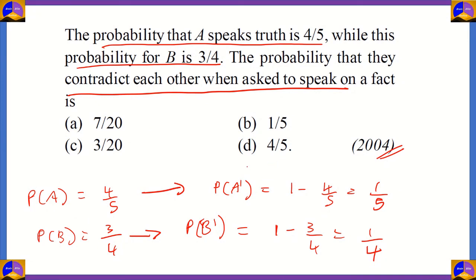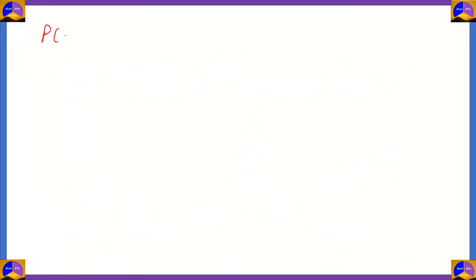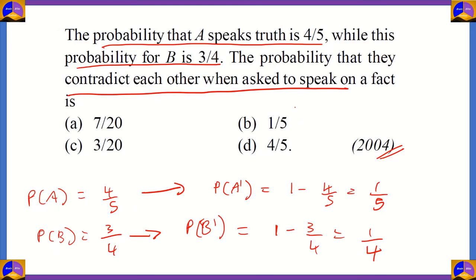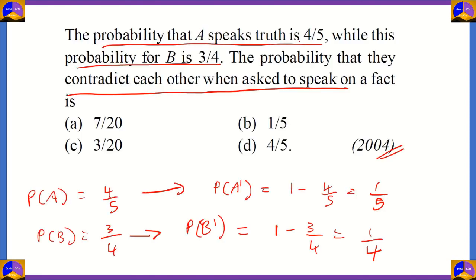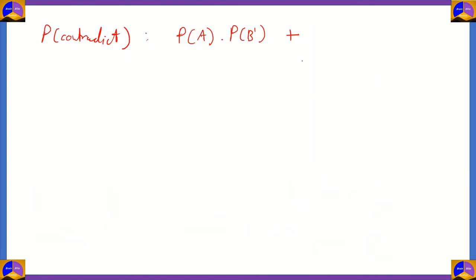Now, there is a reason why we take the probability of the event not occurring as well. So A speaks the truth, this is A lies, this is B speaks the truth, and this is the probability that B lies. Now, the probability that is required, which we can write as P contradict, is the probability that they contradict each other. So for them to contradict each other on a given fact, one of them must speak a lie and the other must speak the truth. So it can be A speaking the truth and B lying, which in that case we'll write P of A times P of B dash, or, and that's why we add a plus, it can be B speaking the truth and A lying. So that means you can write P of B times P of A dash.